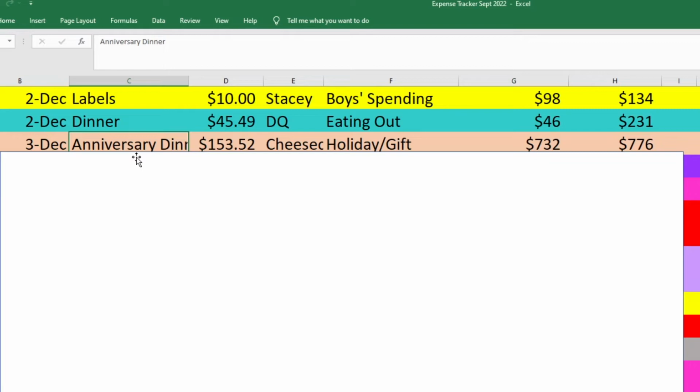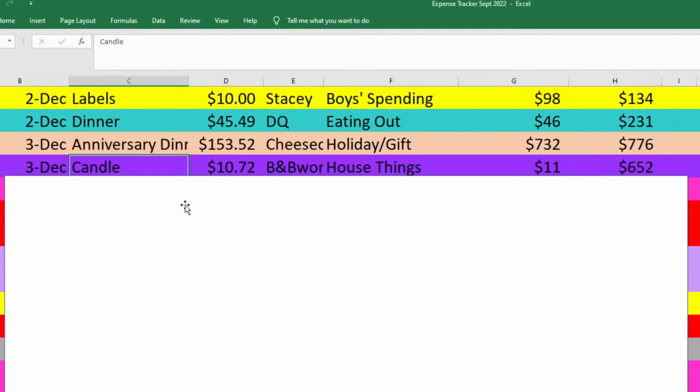But then we decided, let's just go to the mall and look around for some Christmas gifts. There's a Cheesecake Factory by the mall, so we just ended up eating there. We took all the boys with us for our anniversary dinner, and it was nice and we all enjoyed it. We paid $153.52, and that did include the tip. That was out of our holiday gift fund since it was technically our anniversary dinner. So we spent a total of $732 now, and we have $776 remaining.